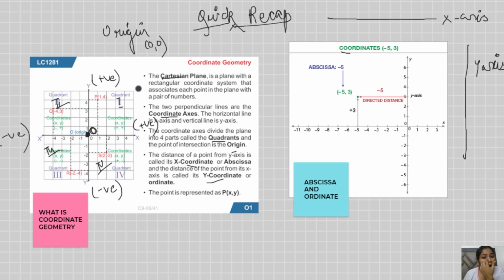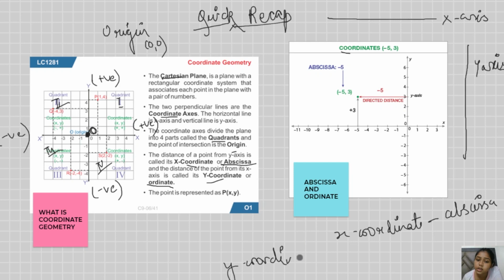Now the new terms: we have also discussed these terms in class 9th, so you can have a look at the PDF there and easily recognize what abscissa and ordinate are. For your information, this is the graph showing abscissa and ordinate. Basically, another name for the x coordinate is abscissa, and another name for the y coordinate is ordinate. I hope that's clear to you.